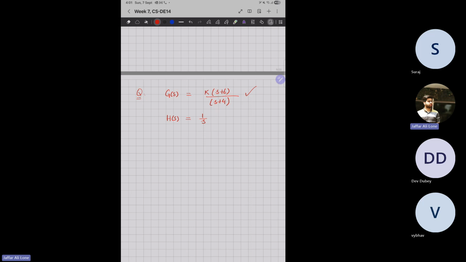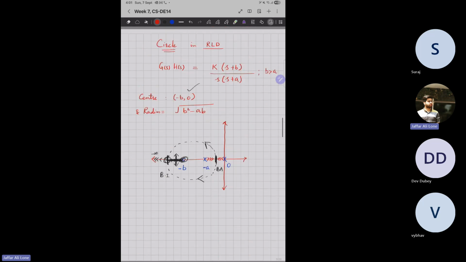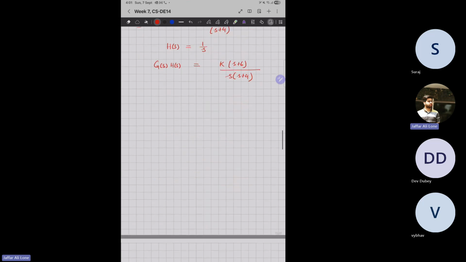So H(s) is 1/s, then G(s)H(s) in cascade will be simply K(s + 6) divided by s(s + 4). As of now, I told you that you can directly see it from the formula, or you can just plot the root locus. Both ways, you can reach the same conclusion. But let's assume we don't know anything about what I told you right now. We'll just plot it from scratch.